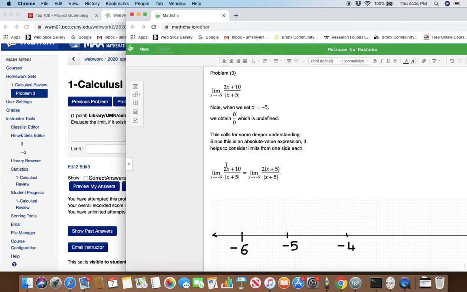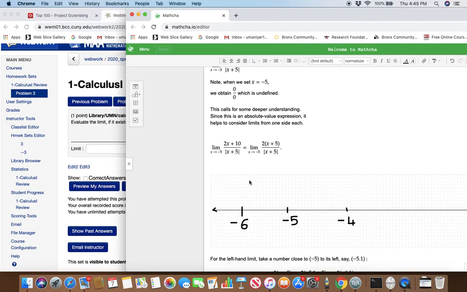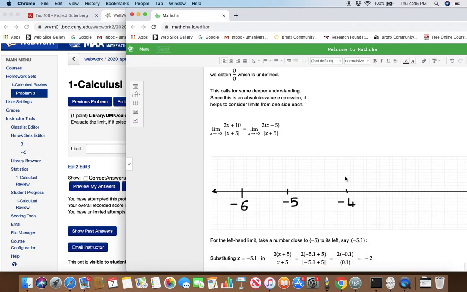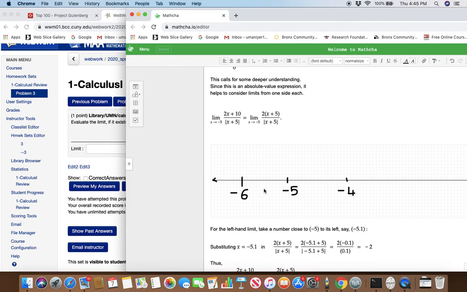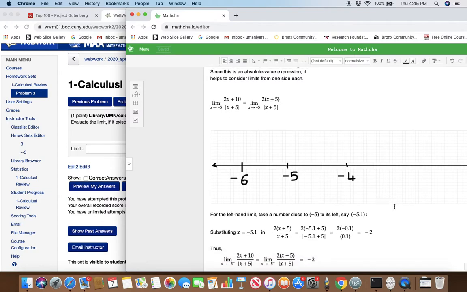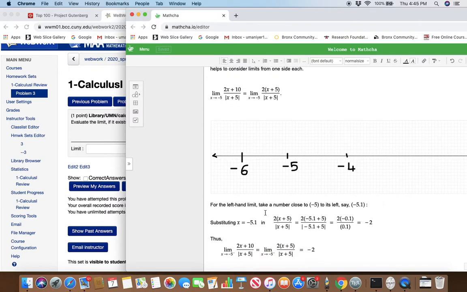Notice here I have factored out the 2 and I have x plus 5 inside. Okay, so look, I'm going to -5. It helps to draw a picture of what the left hand side looks like and what the right hand side looks like. Now for the left hand limit, take a number close to -5 to the left. So to the left of -5 is a number close enough. So that would be -5.1. That's an example.